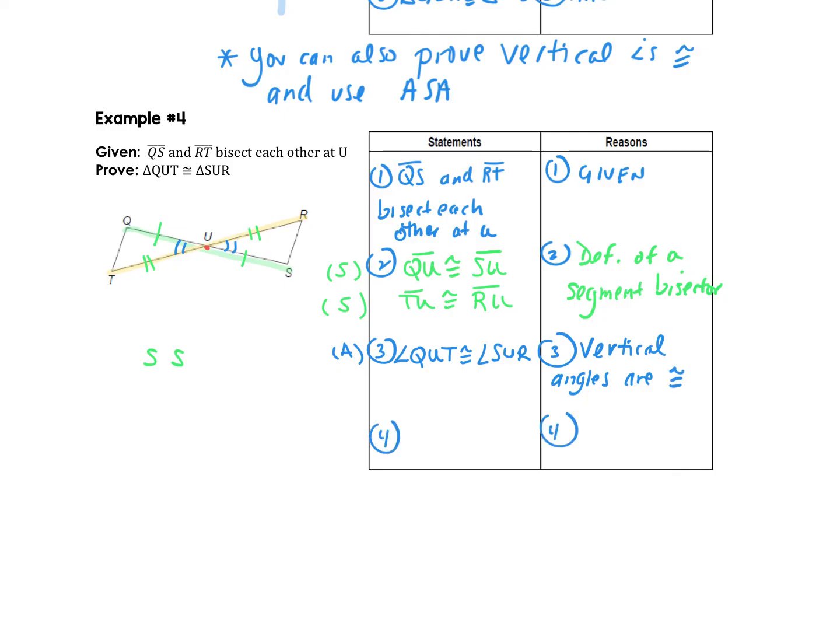All right, finally, you're ready to make your conclusion. These two triangles are congruent, so switch the angle symbol to a congruent sign and say triangle QUT is congruent to triangle SUR. And it's by side, angle, side, because the angle is in between the two pairs of congruent sides. All right, that's it for the notes, so give practice number 5 a try.